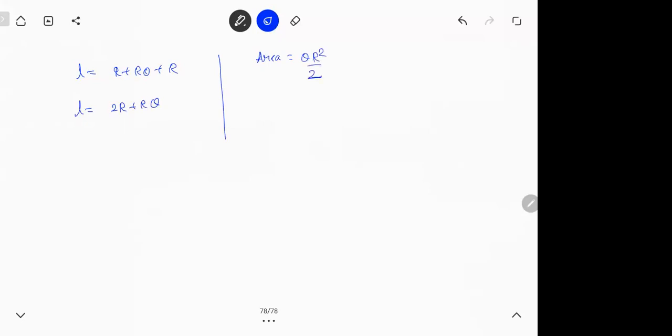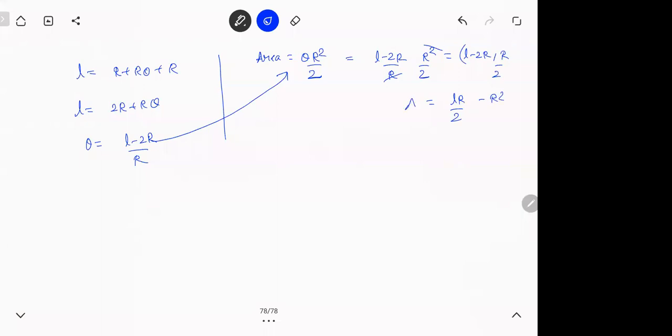Now see, the area is in two variables, theta and r. So I need to eliminate one of them. I'll get theta from here, (L minus 2r) by r. Substitute this here. This would be (L minus 2r) by r into r square by 2. One r will cancel. (L minus 2r) into r by 2. So we multiply: LR by 2 minus r square. So area depends on r like this. So indirectly the question is, find the maximum value of this A.